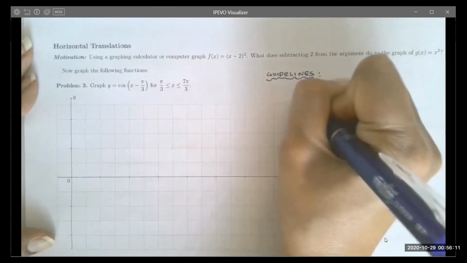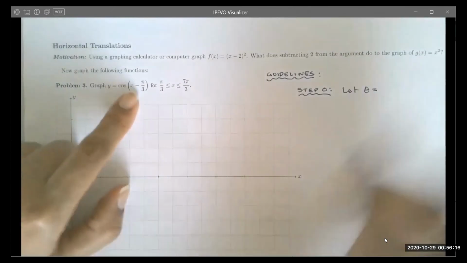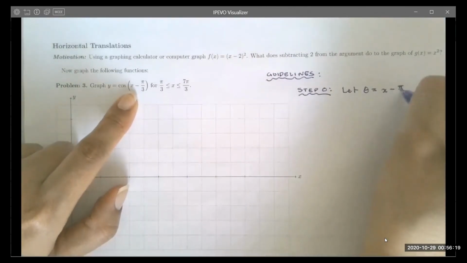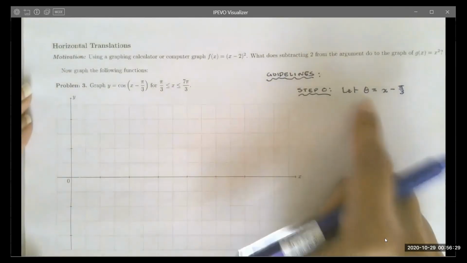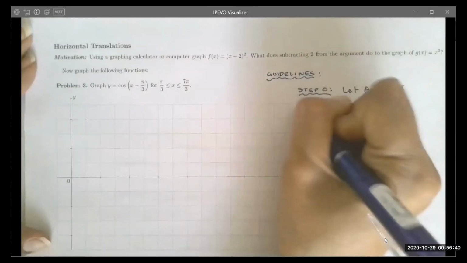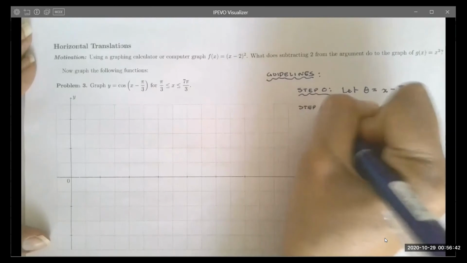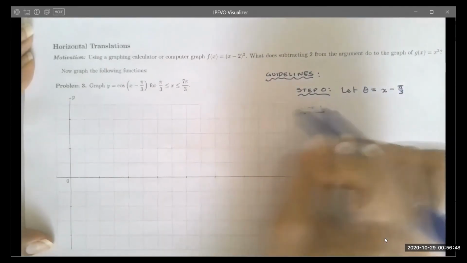For step 0, I'm going to let theta represent x minus pi over 3. What I like to do is always substitute x minus the constant or x plus the constant with simply theta, so that it's easier for us to identify what the period is and what the amplitude is, and then from there we consider the important x values of the graph.